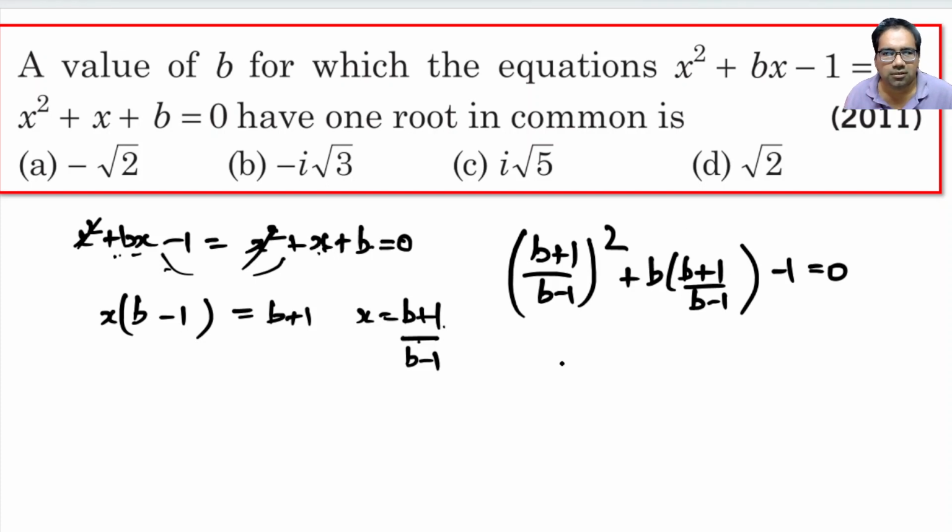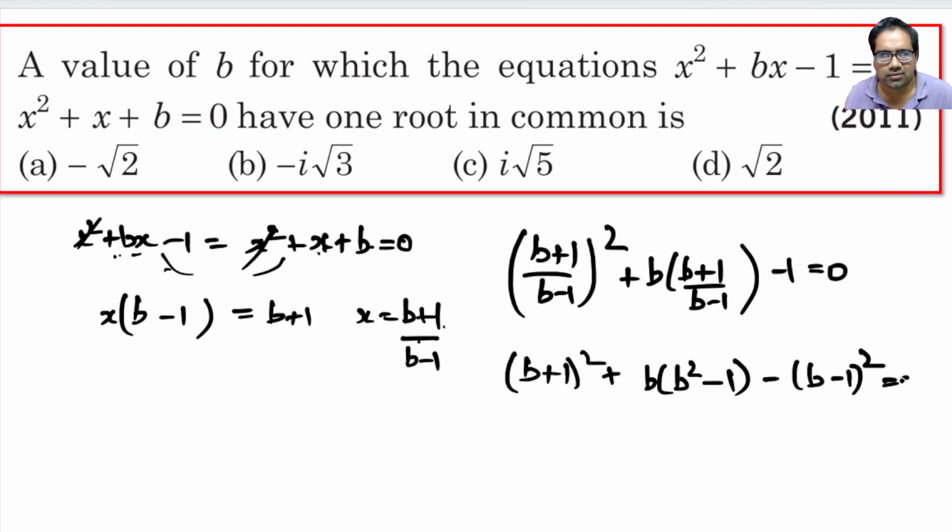Okay. Now, what can we write this as? b plus 1 whole square plus b into b plus 1 into b minus 1, which is b square minus 1, minus b minus 1 whole square. This is equal to 0. Basically, here we are taking the common denominator, b minus 1 whole square. This is b minus 1, so that's why this numerator will be multiplied by one more b minus 1. So b into b plus 1 into b minus 1 minus 1 into b minus 1 whole square, right?